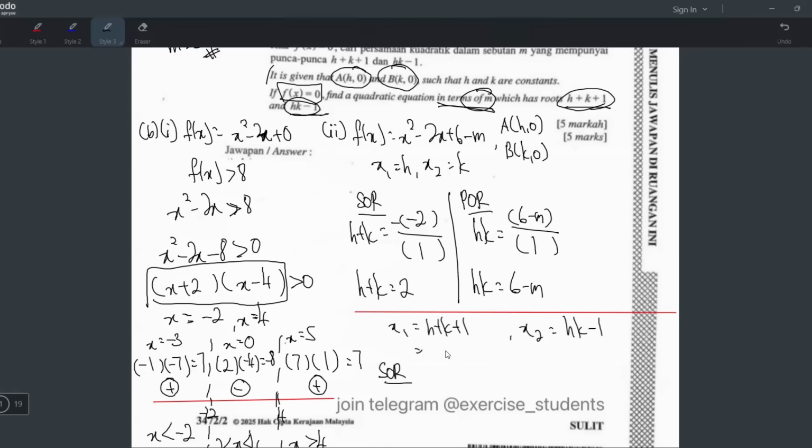So why don't I substitute first, then add with this? It will be better, right? Yeah, so let's do it. H plus k, just substitute 2 plus 1 and you get 3 straight away. So straight away you know already the x1 is actually 3.